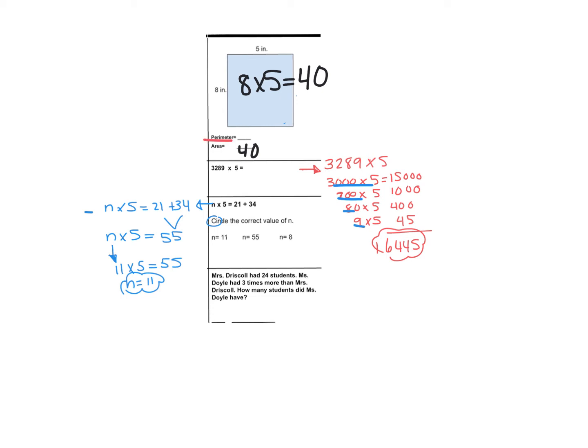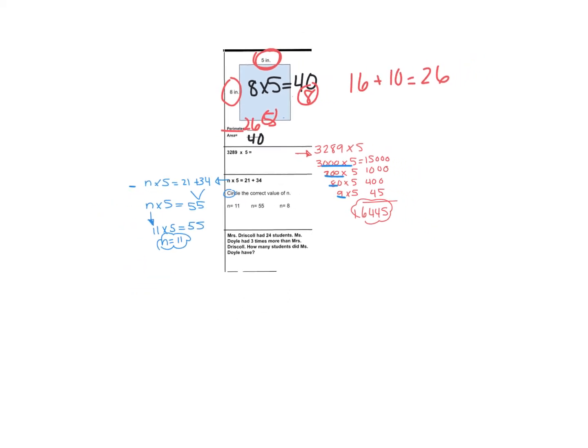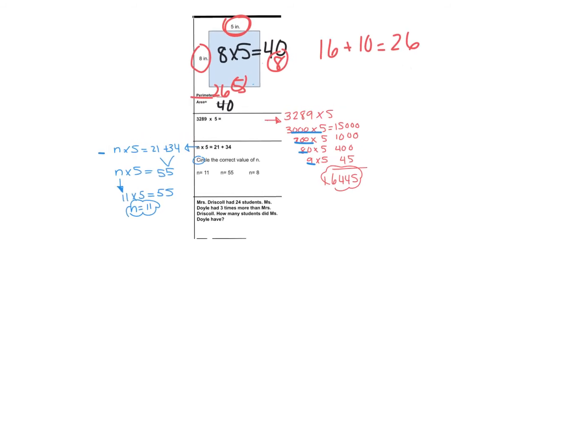The perimeter, if we know this is 8, we know this side is 8. If we know this is 5, then we know this is 5. So 8 and 8 make 16, and 5 and 5 make 10, and that is 26. So that one you had to think a little bit differently about it, but it still totally works.